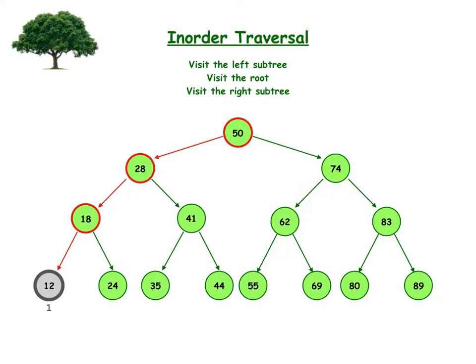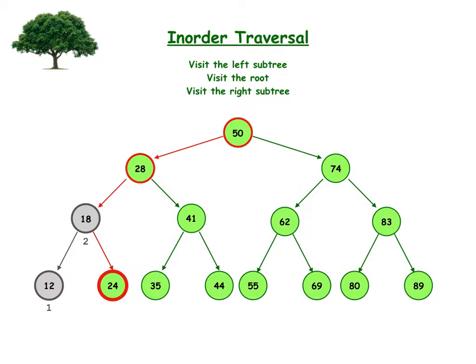The next step is to visit the right subtree. 12 is a leaf. 12 has no right subtree. So now the traversal at 12 is complete. And we work our way back up. Now we're at 18. We have visited 18's left subtree. Next step is to visit the root, which is 18. 18 is the root of its own subtree. So 18 will be the second node that gets visited in this tree. Next, we visit the right subtree. So we go to the right.